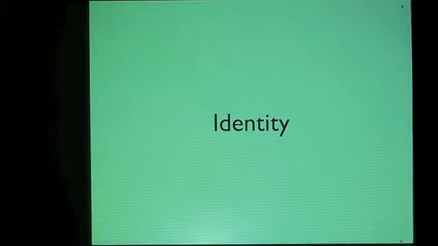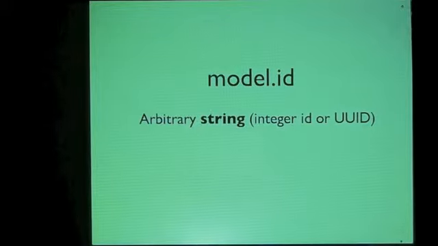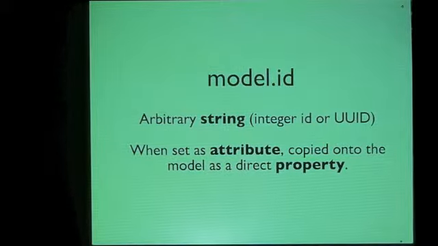Identity. Models come with an ID property. It's an arbitrary string that could be an integer or a GUID or anything. When you set an attribute named ID, it automatically gets copied into your model's property named ID.